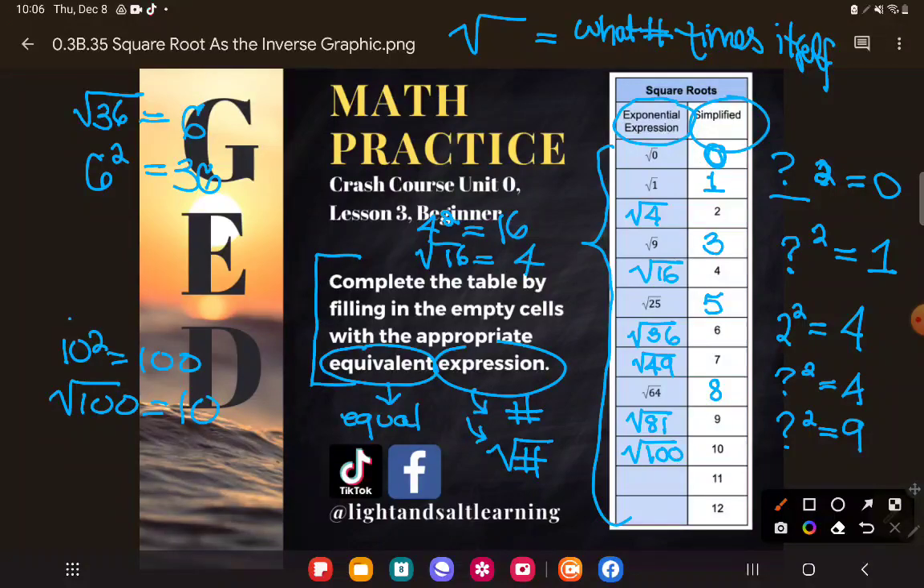I can flip that on its head because I understand inverses. And similarly, this one would be the square root of 121. That would be equivalent to 11. And the square root of 144 would be equal or equivalent to 12. All right, good little review of the square roots of our perfect squares.